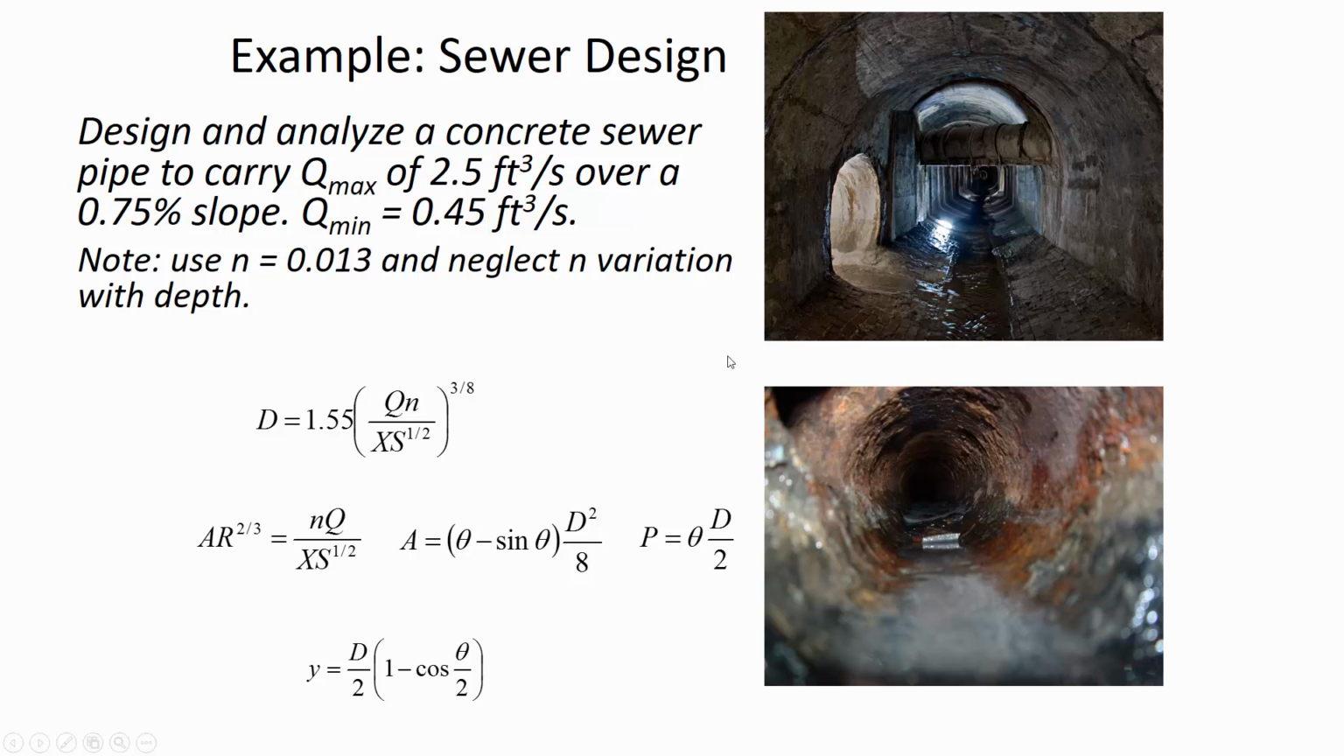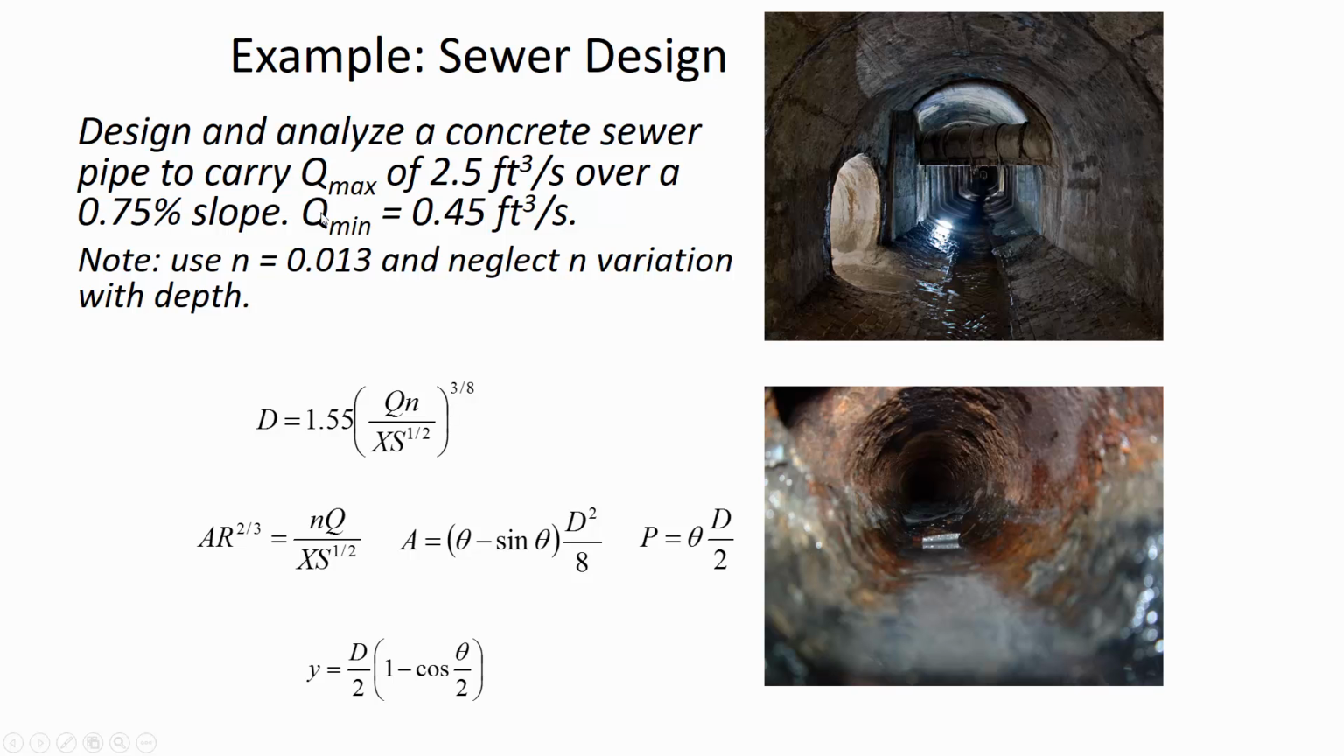All right, so to go through this process, we're going to use a template file that I've uploaded to MU Online. You should be able to download it. It's just right at the main page of the site. It's an Excel file. And we're going to go through the process of designing and analyzing a concrete sewer pipe to carry a maximum of 2.5 cubic feet per second, and the slope is 0.75%.